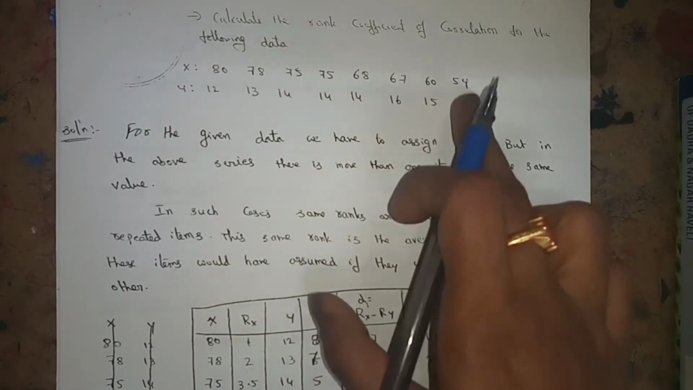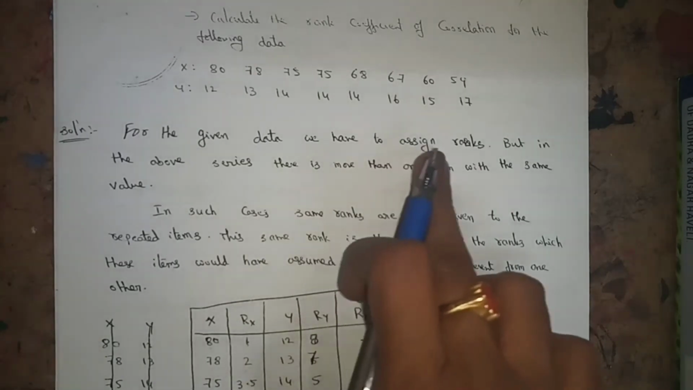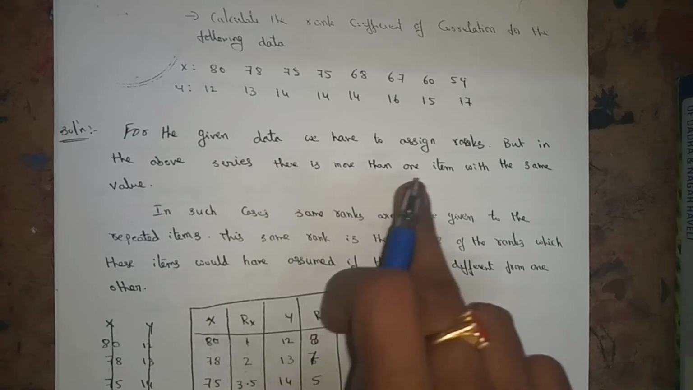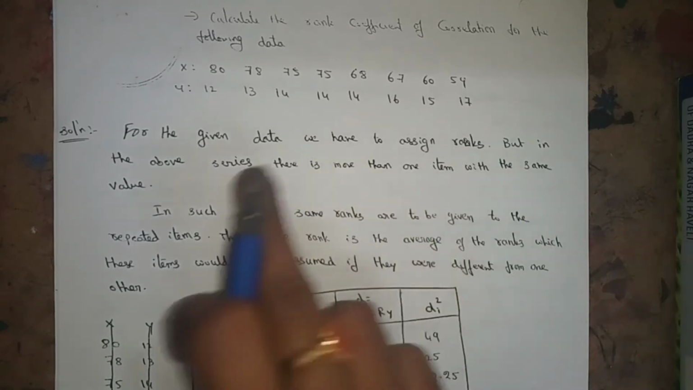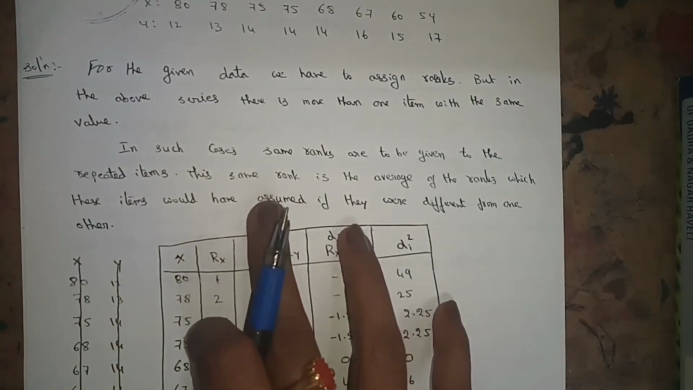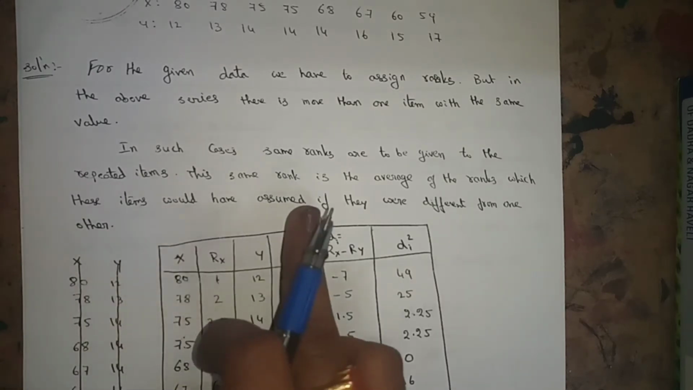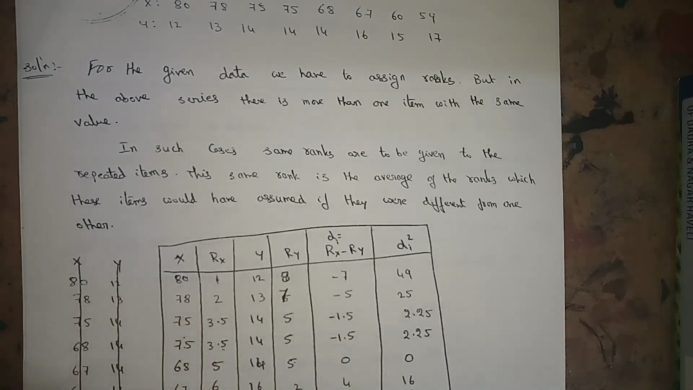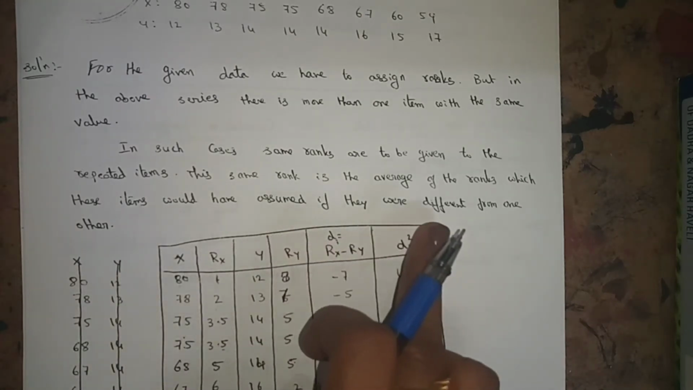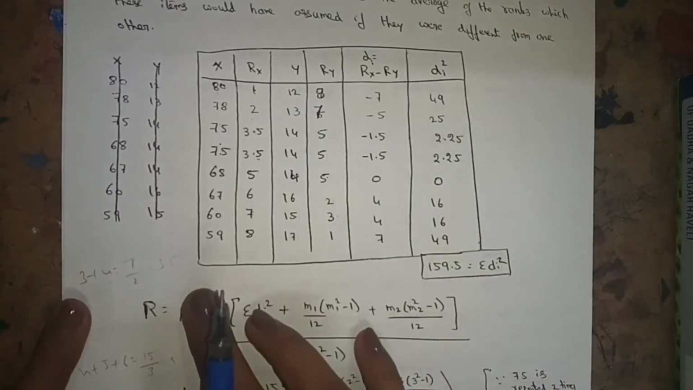Now, by observing the given data, I am writing the solution. In the given data, we have to assign the ranks. But in the above series, there is more than one item with the same value. In such cases, the same rank is to be given to the repeated items. This same rank is the average of the ranks which these items would have assumed if they were different from one another. See X data, I will explain in detail.